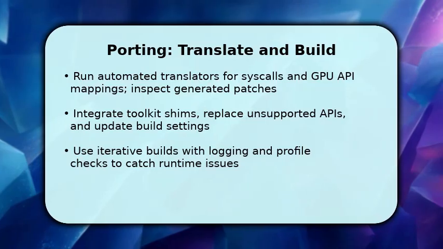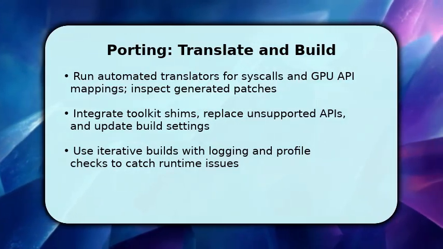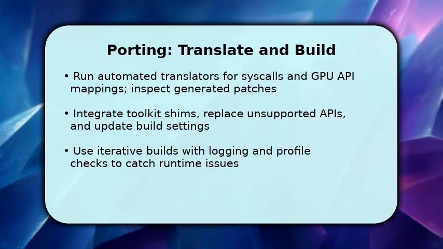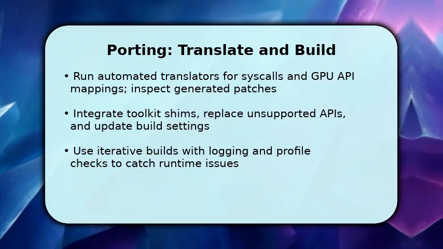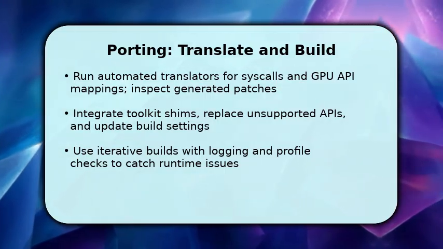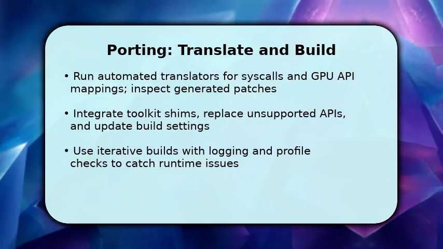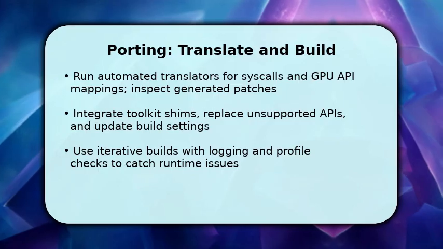You now perform the meat of the port. Run the toolkit translators to convert unsupported system and graphics calls, then import those patches into your build. While building, update Xcode project settings for 64-bit Apple Silicon runtime and link against provided shims. This lets the game run on Mac OS with minimal source changes.